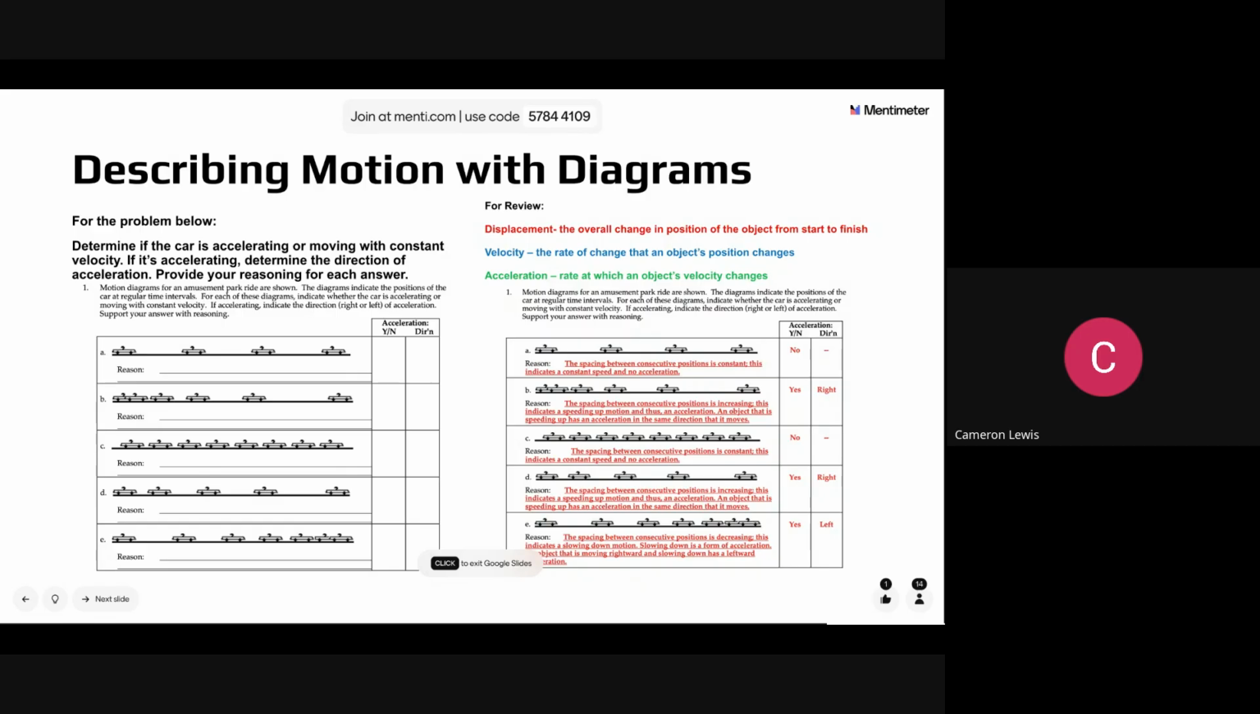Now for this next one, I think I heard it correctly, it was no. The positions in between them are constant. So the space in between is constant, so the speed is constant as well. The velocity is constant, so no acceleration. Then we go to the next one.